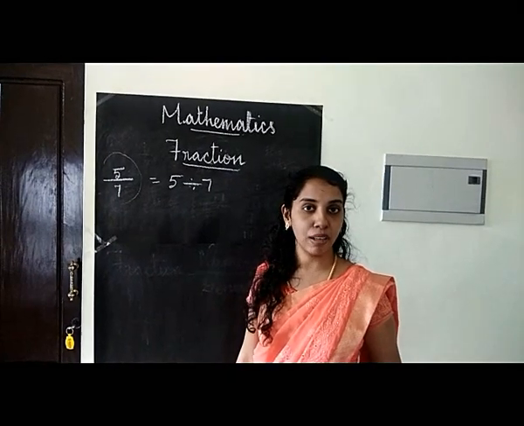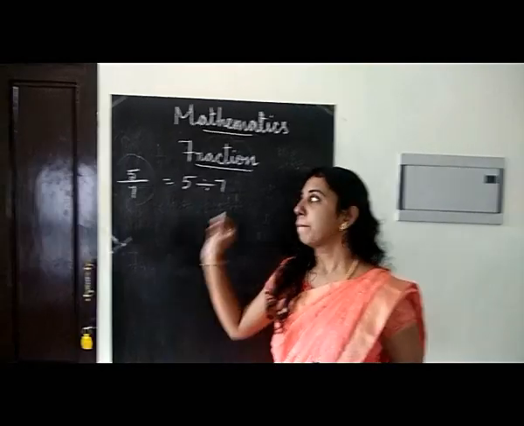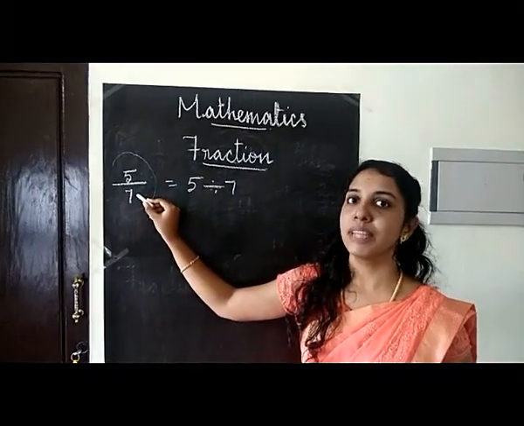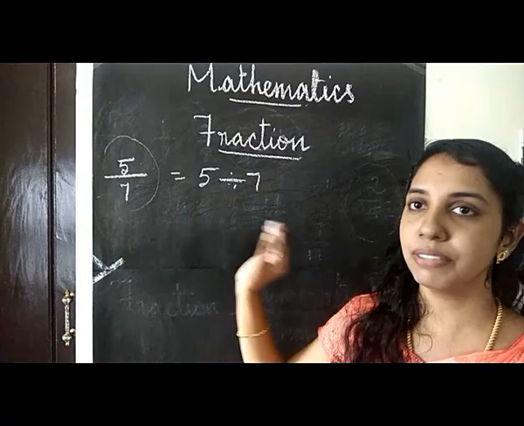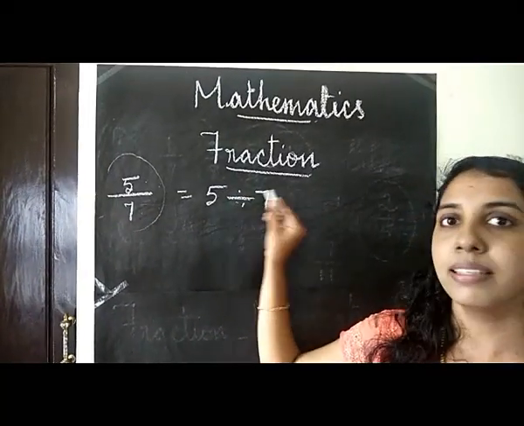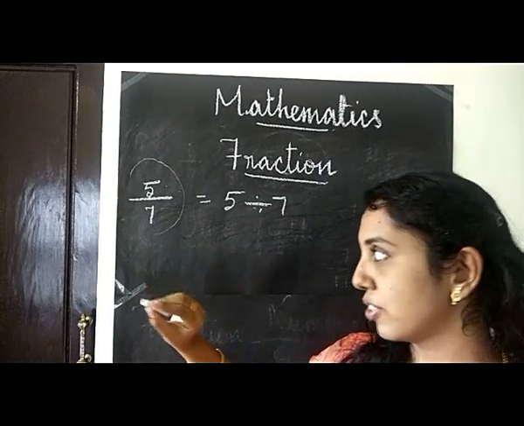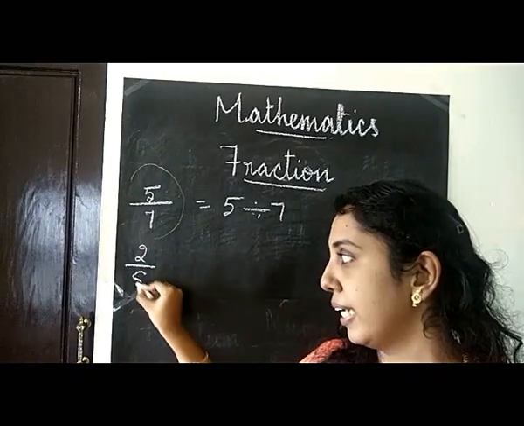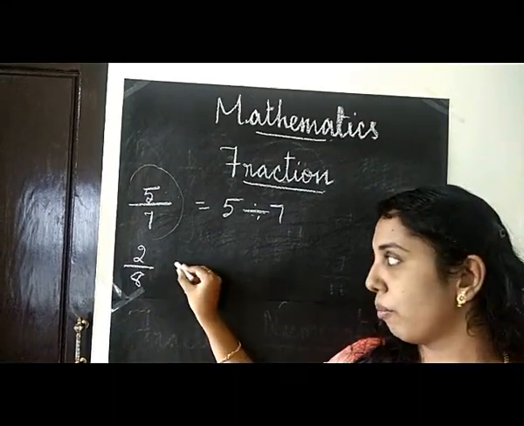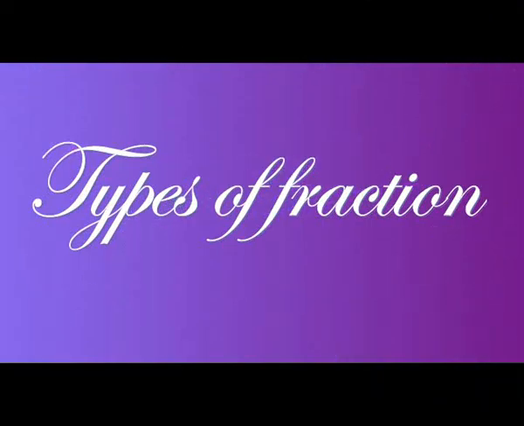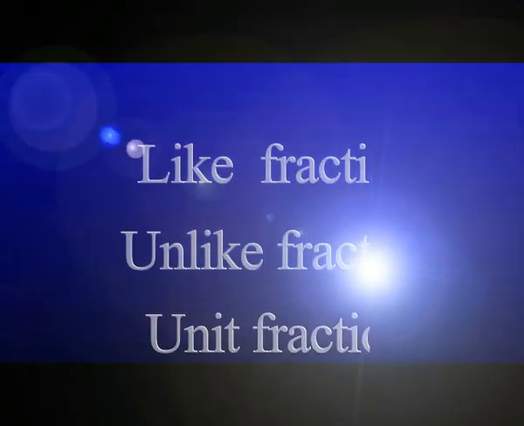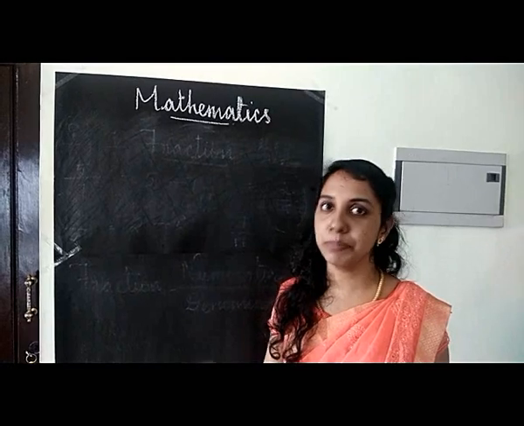You know, fraction is the part of a whole or a collection. 5 by 7 is a fractional number. We can read it as 5/7. Also, a fraction can be written in the form of division. That is 5 divided by 7. I'll write another fractional number, 2 by 8. We can write this fractional number in the form of division. That is 2 divided by 8. Are you clear? I hope you are clear about the concept of fraction.